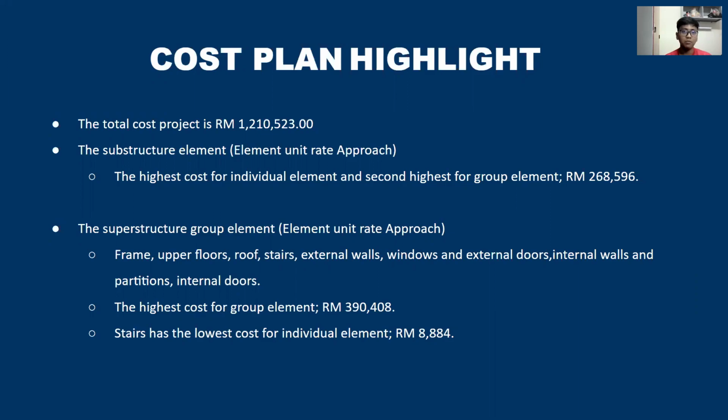Next, the second group is the superstructure group element. It also uses the element unit rate for the calculation. It consists of frame, upper floors, roof, stairs, external wall, and so on. This group element has the highest cost, which is at 390,408 ringgit. The stairs, which is the individual element, has the lowest cost, which is at 8,884 ringgit.